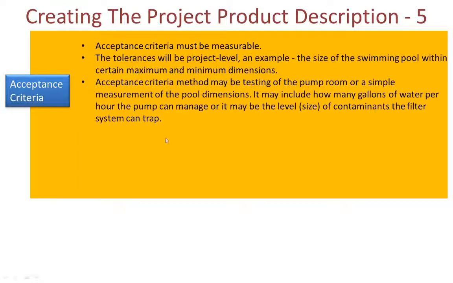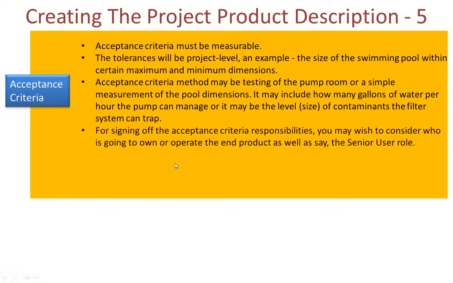The acceptance criteria method may be testing of the pump room or a simple measurement of the pool dimensions, as I've mentioned above. It may include how many gallons of water per hour the pump can manage, or it may be the level and size of contaminants the filter system can trap. The actual criteria will vary dependent upon the type of end product, of course. For signing off the acceptance criteria responsibilities, which need to be included, you may wish to consider who is going to own or operate the end product, as well as, say, the senior user role on the project, in case they're different.